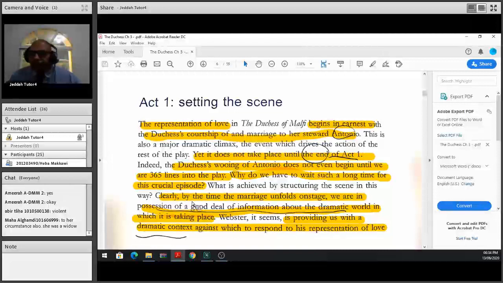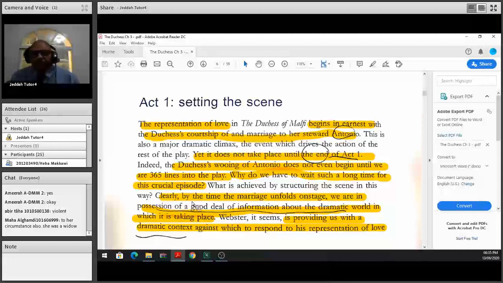Do we have specific reasons? When we explore the reasons for that, we would say that perhaps the enormity of what is going to happen on account of this kind of forbidden love and forbidden marriage would prompt Webster to build suspense and excitement among the spectators and the audience. So that's why he is delaying scenes of love until he introduces you to the social and the political context in which the play takes place, and in which those themes and ideas of love and marriage will unfold.